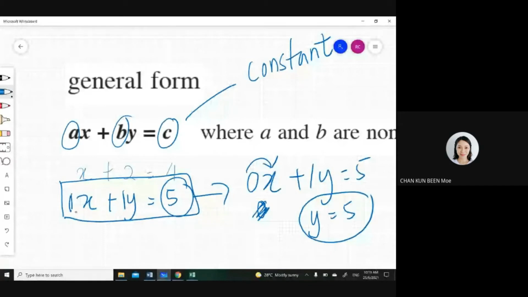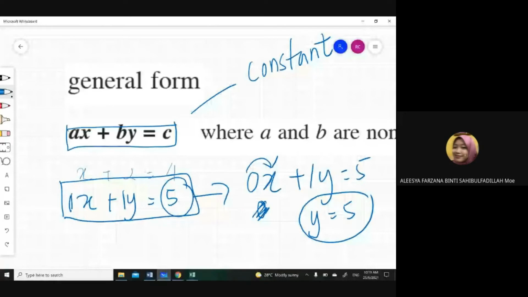A and b cannot be 0. It must be 1 and above. Okay, you've got to remember this general form. Can you all memorize it right now? Ax plus by equal to c. Everyone memorize this. Can you say after me? Ax plus by equal to c. Ax plus by equals to c.